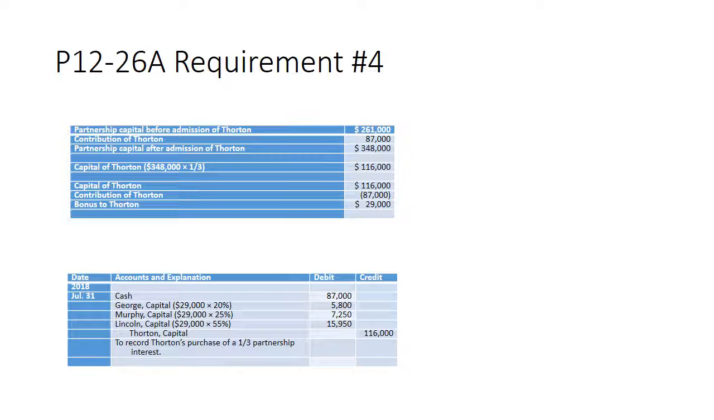Why would the partnership do this? They really, really want Thornton in their partnership. Maybe this partnership is a law firm and he's a hot new lawyer that is going to make a lot of money. They want him in their partnership because if he's successful, they're successful. So they're willing to give up some of their capital balance right now because they know they'll make it up in the future.